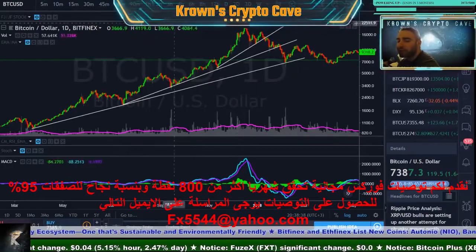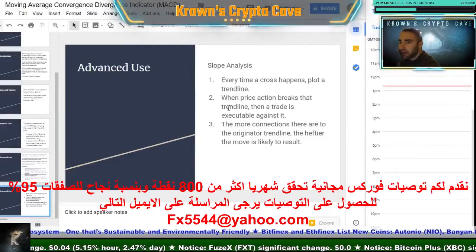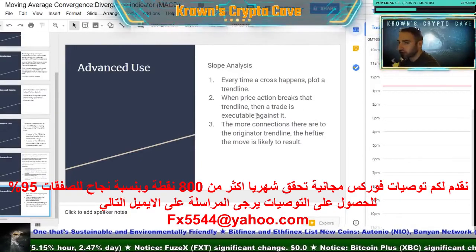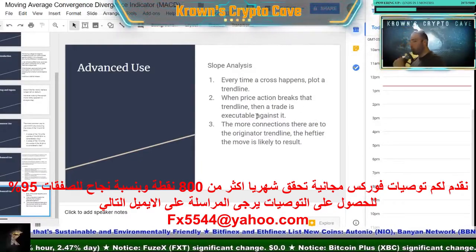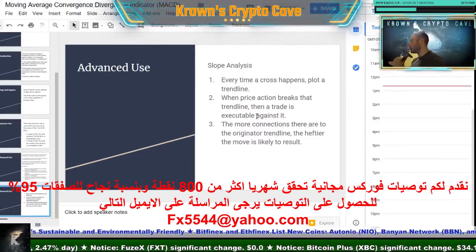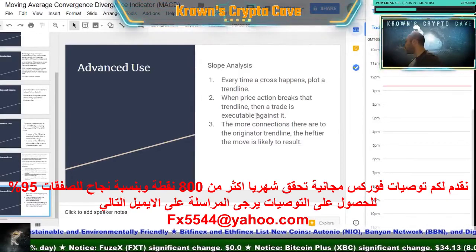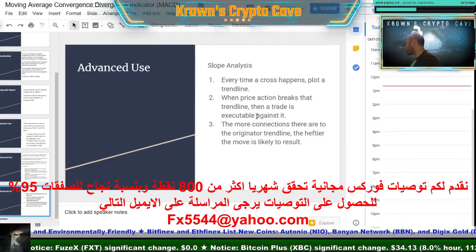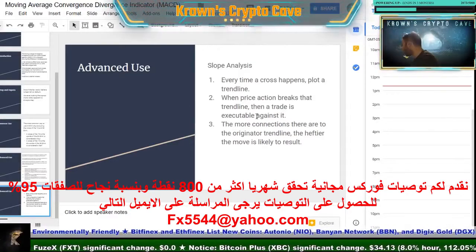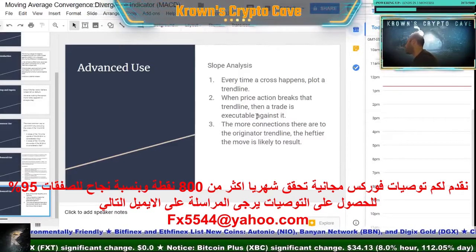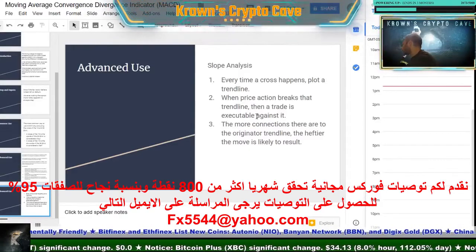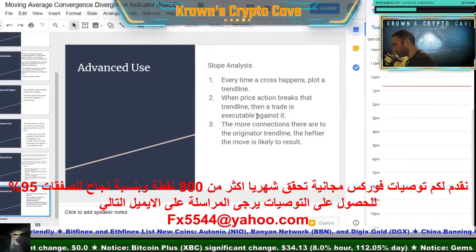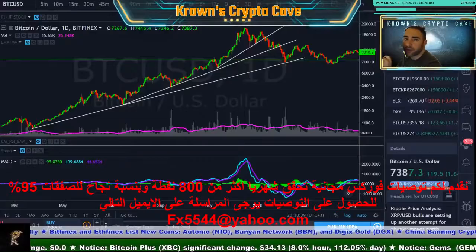Okay, so what are we looking for over here? Back to the slides. Now, when the price action breaks that trend line, then a trade against it is executable, with the caveat that the MACD is actually crossed down in the same direction of that trade. So for the purposes of this one, if you're going to be breaking an uptrend line, I want to see MACD also crossed down against it as price action breaks. That is confluence. That is what I'm looking for over here. And let's see how this one plays out.